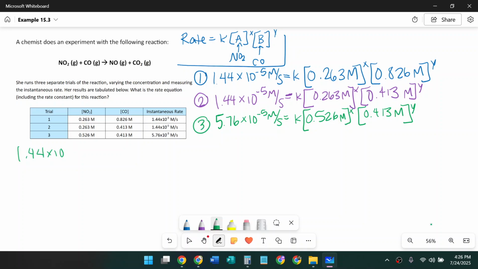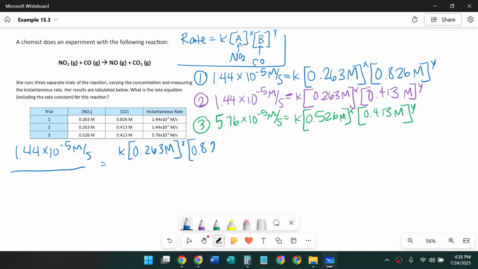I like to match colors so it's easier to follow what I'm doing. 1.44 times 10 to the negative 5 m per s will be on that side, and that's going to be equal to K, 0.263 m to the x, 0.826 m to the y. And then now let's take equation 2 and do the same thing.